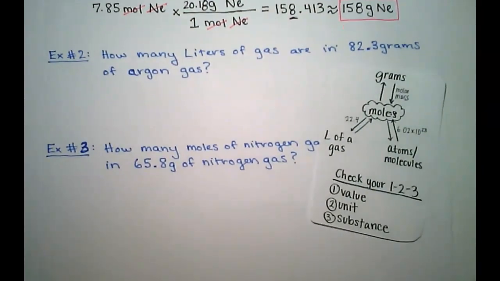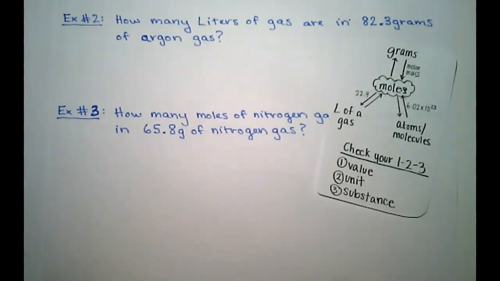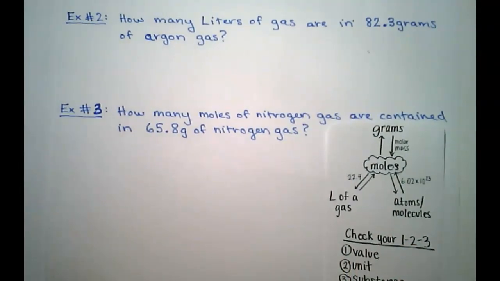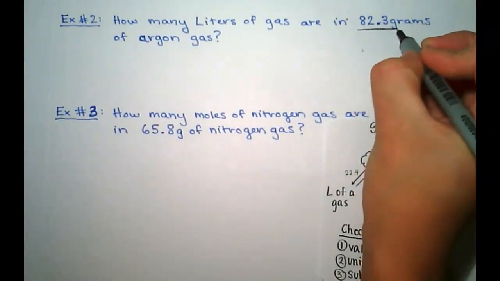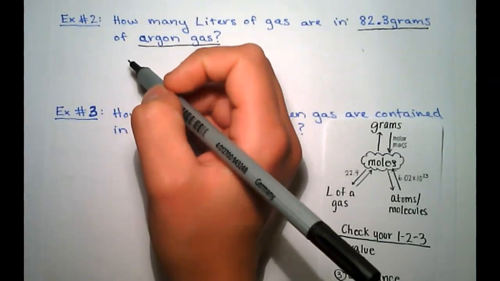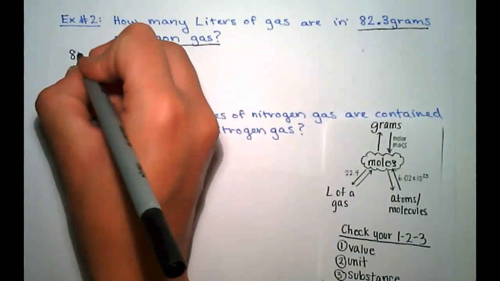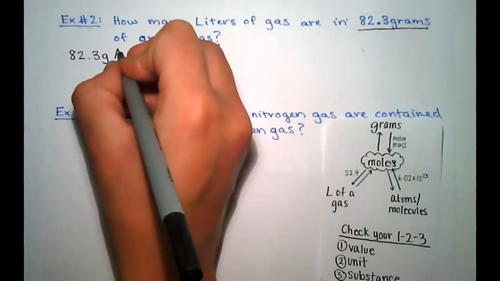Let's move this up a little bit. It says how many liters of gas are in 82.3 grams of argon gas? In this one, we are given 82.3 grams of argon gas. So I'm going to go ahead and write that given value, unit, and substance out. 82.3 grams of argon, AR.